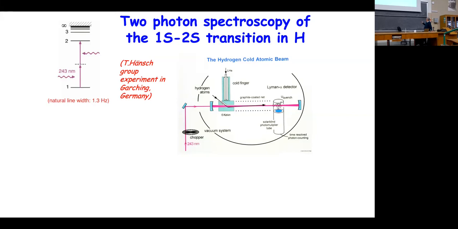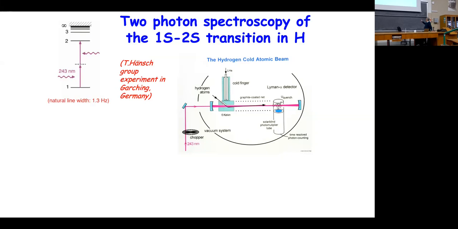You have hydrogen, a beam of hydrogen atoms. The molecules are decomposed by an electric discharge, and the atoms emerge into a beam going horizontally over a distance of about 1 meter in an evacuated tube. And here you have the two mirrors, which make a cavity, and you have a standing wave, a wave producing this field, going back and forth inside this cavity.